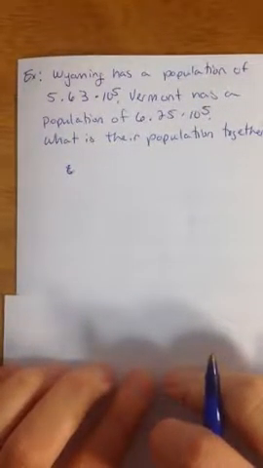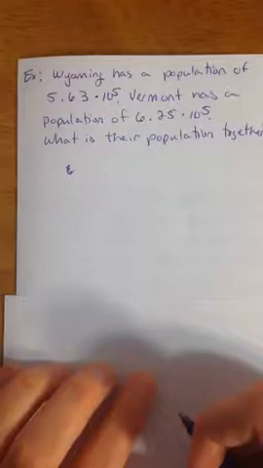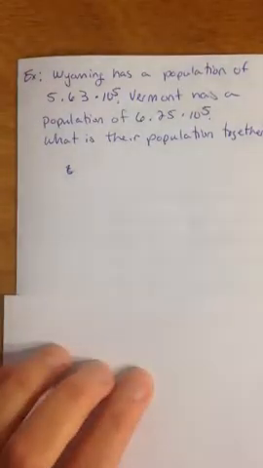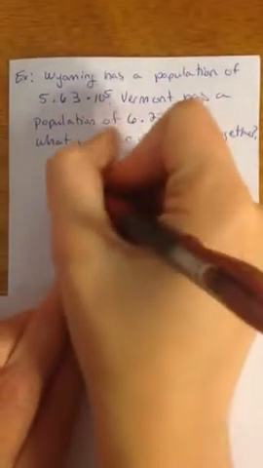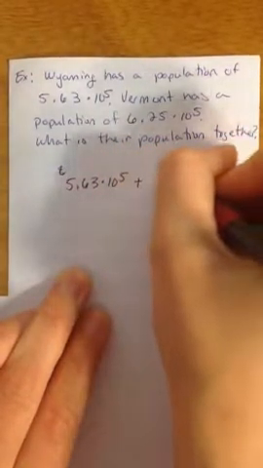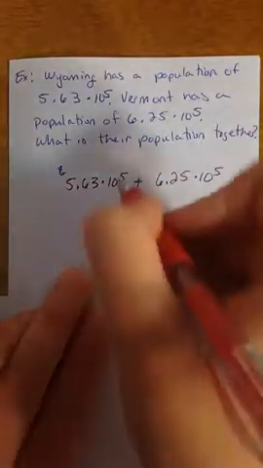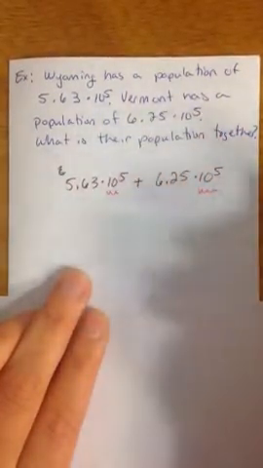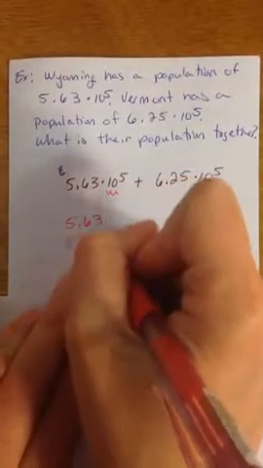This one's a word problem. Wyoming has a population of 5.63 times 10 to the 5th. Vermont has a population of 6.25 times 10 to the 5th. What is their population together? Since it's together, not the difference between them, that's an addition problem. So I'm going to have 5.63 times 10 to the 5th plus 6.25 times 10 to the 5th. And again, they have the same power, same exponent, so I can add my front numbers: 5.63 plus 6.25.